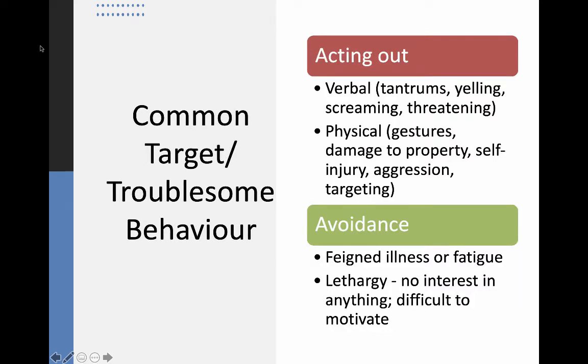Acting out behavior we've talked about earlier, but I'm going to expand on it a little bit. Acting out behavior can include verbal behaviors. Again, the term tantrums is not very popular anymore, but it can look like people being very vocal and loud in a public place, yelling and screaming, but also threatening. And sometimes people can use physical activity to do this, whether it's gestures, damaging property such as smashing things, or even self-injurious behaviors such as biting themselves or hitting themselves.